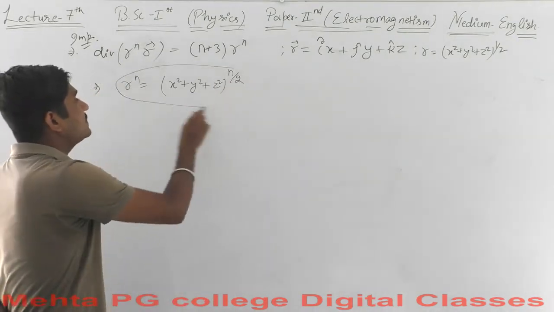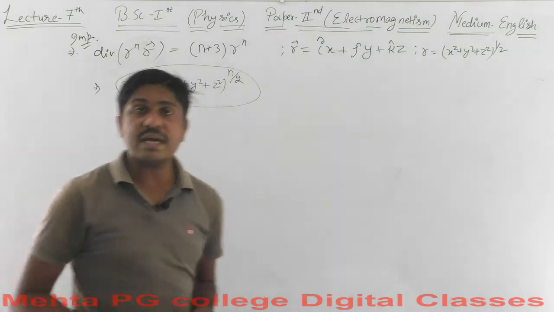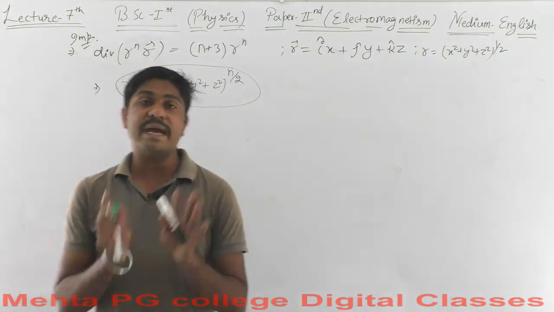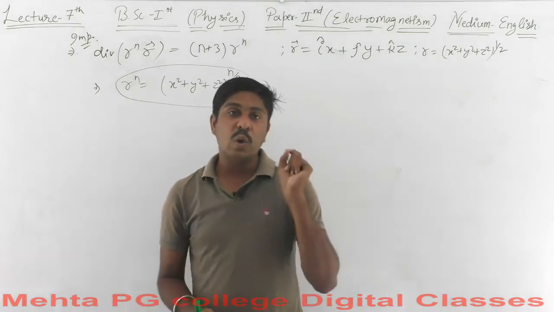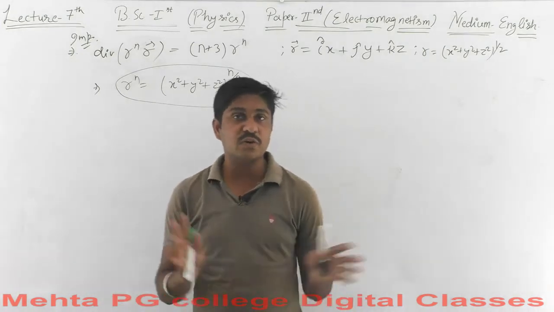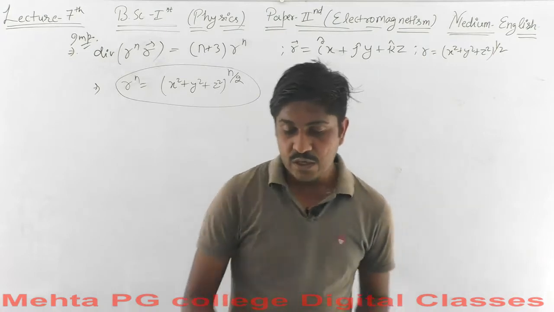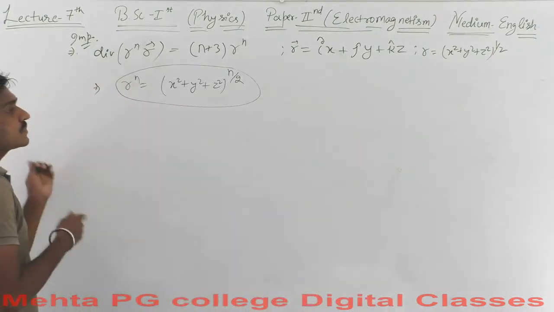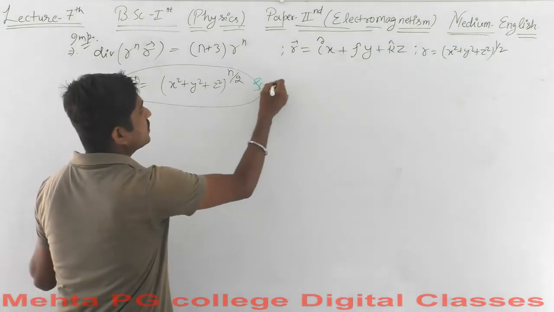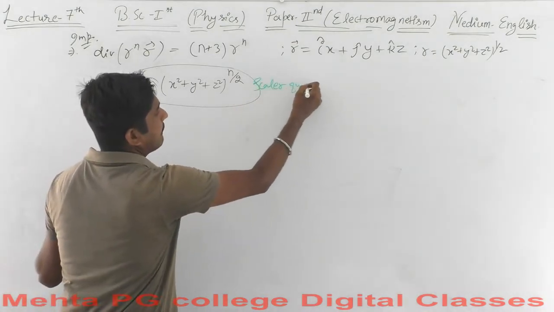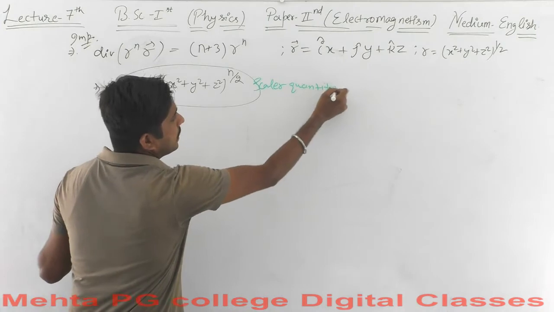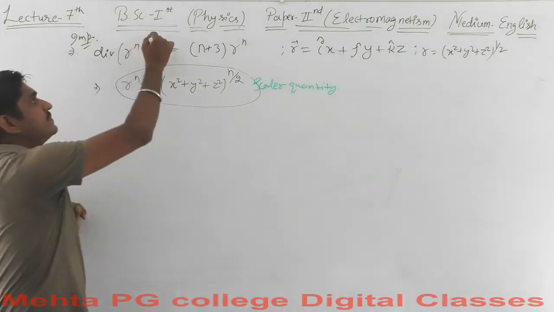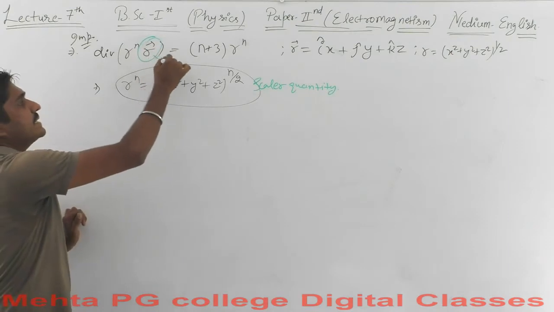Remember, what kind of quantity is this? Every time you remember, divergence is calculated only for vector quantities but not for scalar quantities. So what kind of quantity is r raised to power n? This is a scalar quantity for sure. But for vector calculus we need a vector for divergence. So r vector is the vector quantity remaining.